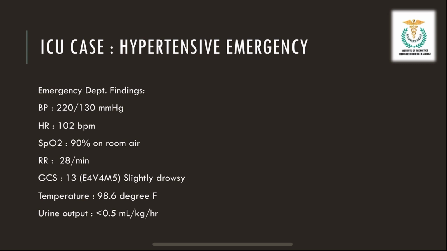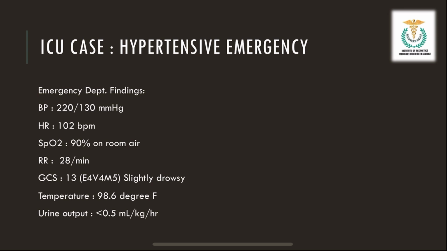Now about the vital signs. So let's break down his vital signs. His BP is extremely high at 220 per 130 mmHg, and he's very drowsy but arousable. His SpO2 is low and he's breathing fast.